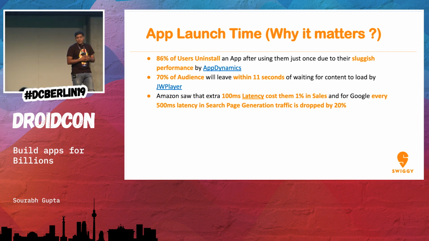Look at companies like Google and Amazon. For Google, if latency increases by every 500 milliseconds, they see a drop of 20%, plus people move to a different search engine. Amazon is the same case: if they see a latency increase of 100 milliseconds, they saw a drop in their sales. People start using a different app if they see latency in the app. So how do we solve the latency problem in our app?